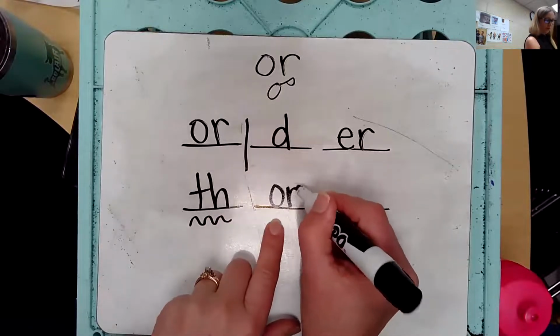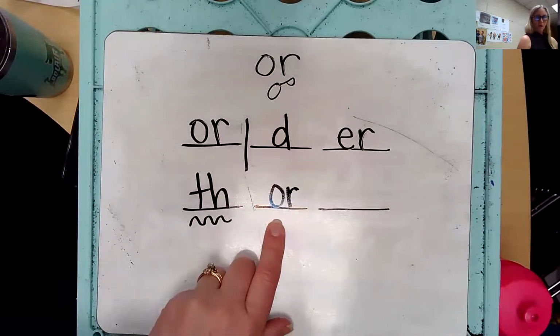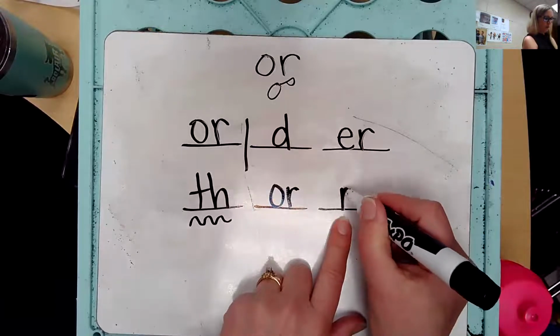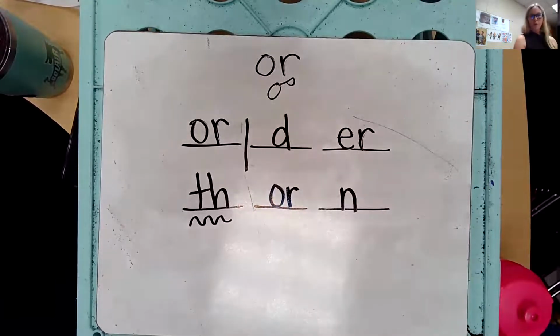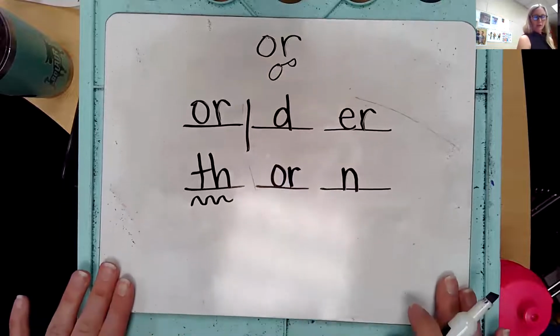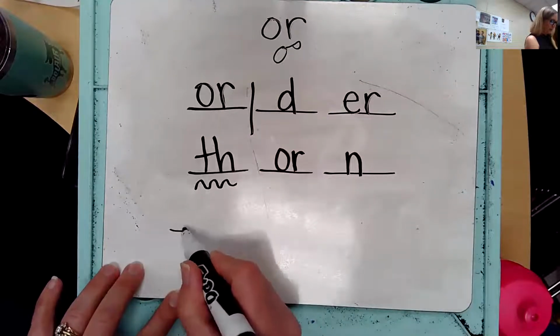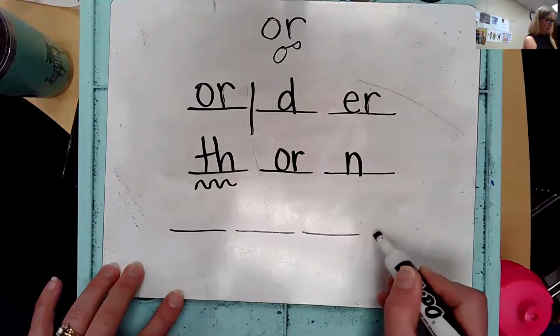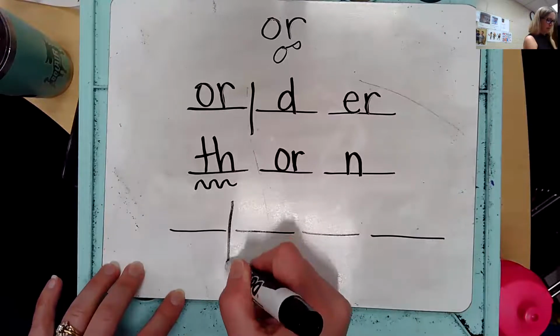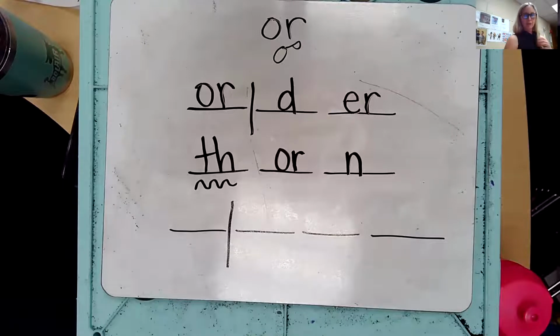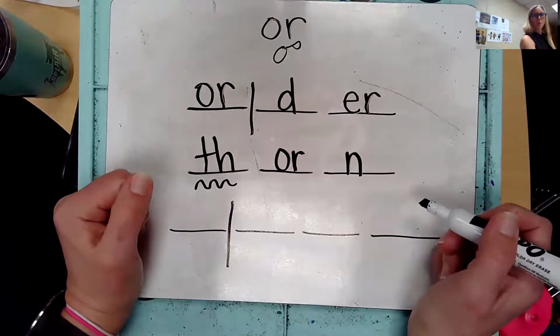Or, remember we're getting our or pattern with the OR. Or, thorn. Awesome. Let's do one more. You need 4 sound lines on this one and a syllable division line. Here we go. The word is orbit.